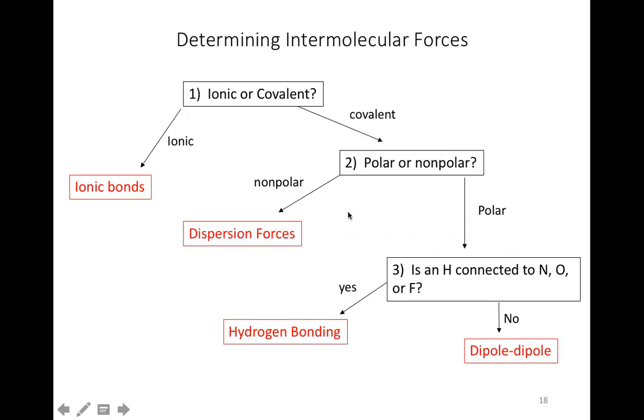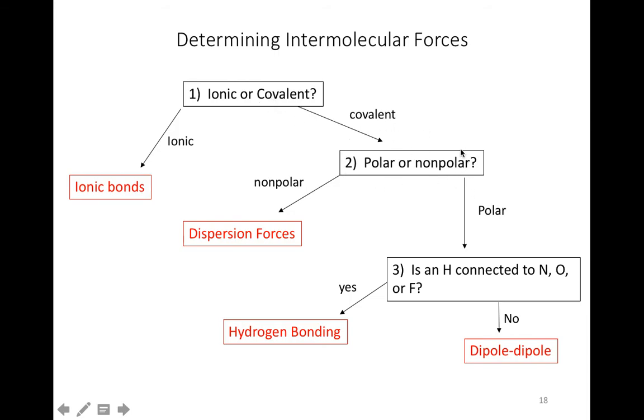So here's kind of a flow chart for determining what the intermolecular forces are when we're given a molecule. The first thing you want to ask is, is it ionic or covalent? If it's ionic, then the intermolecular forces are ionic bonds. We don't deal much with ionic compounds in organic chemistry, at least not as much as we did in Chem 1211 and 1212. Most of the compounds that we're going to deal with are going to be covalent, although we will see some ionic reagents occasionally. So generally we're going to have covalent molecules, but it's good to ask this question.